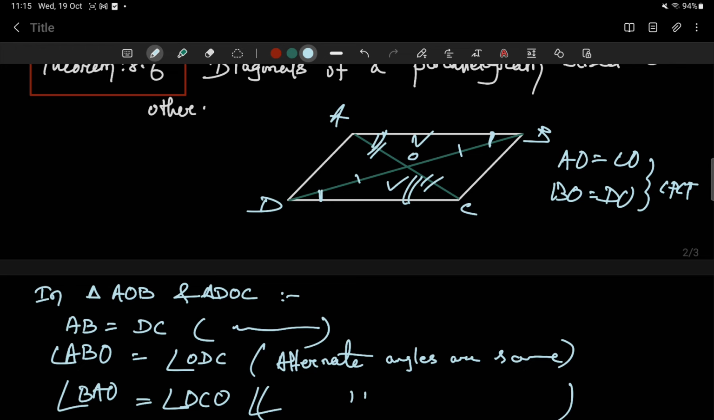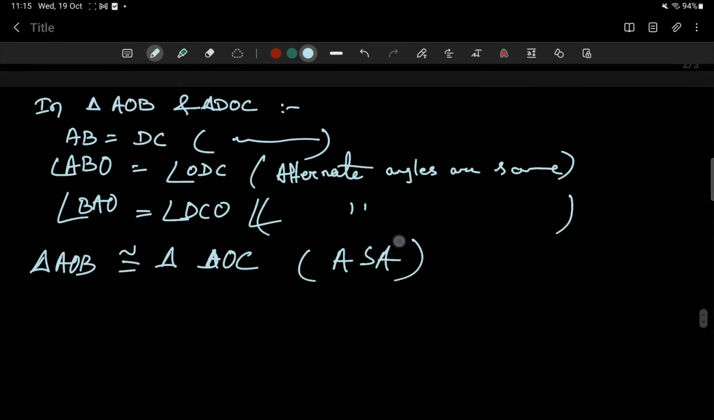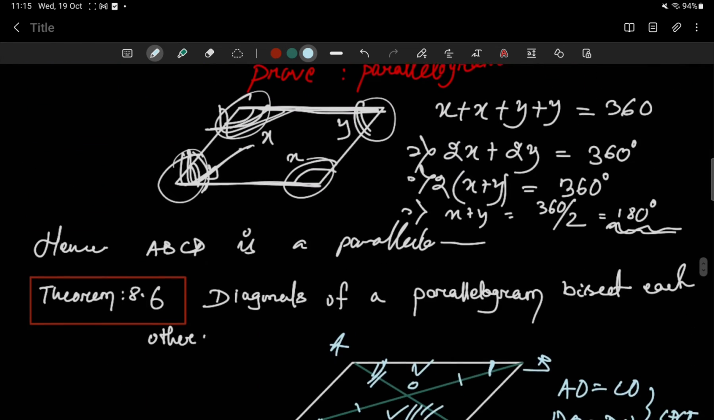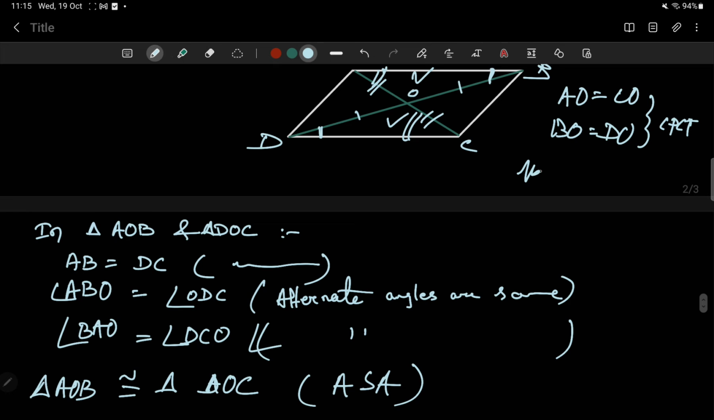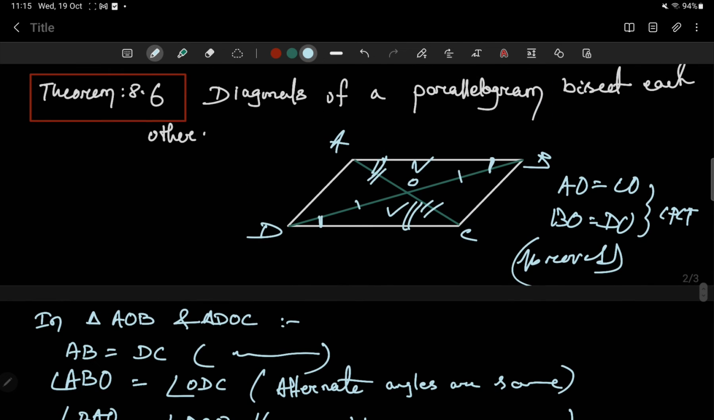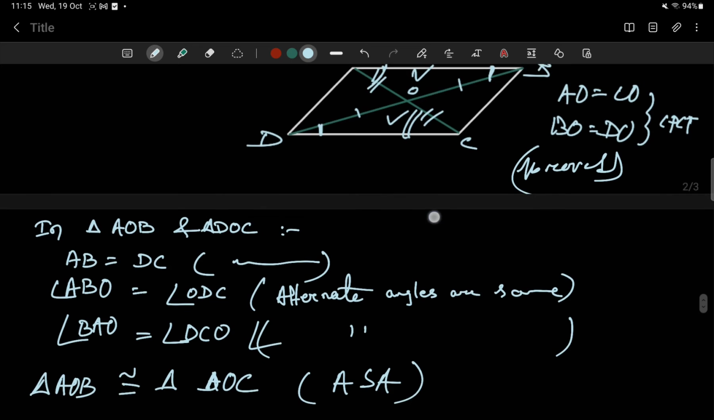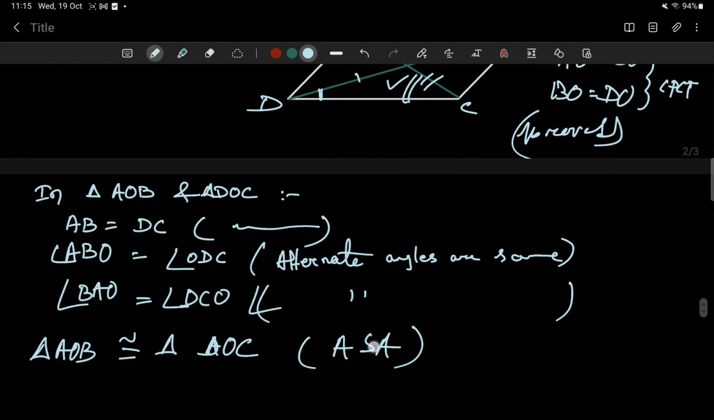AO equals to CO, due to CPCT. Okay, hence proved. Understood this one? Okay, if you didn't understand, then go back and reverse it, then you can see it again. Okay, so this was 8.6.